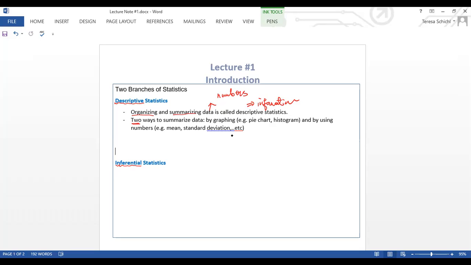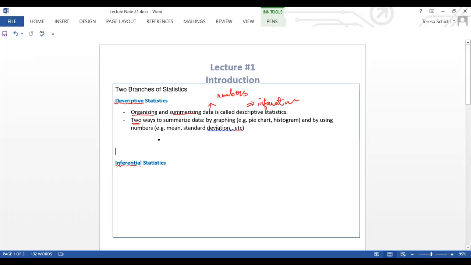Besides graphs, sometimes you want to use numbers, which means you summarize the data numerically. For example, the average, the maximum, the minimum, and the variation. That's what we mean by numbers here. This is a big branch in the statistics area, which we call descriptive statistics.